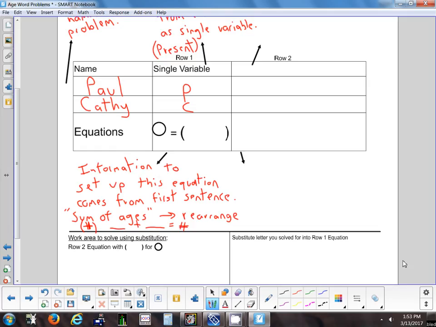So if it says sum of their ages, for substitution, the goal is I want to get one of the variables by itself, isolated, so I can plug it in. Most of the time, we're not going to have to rearrange. The only time we'll have to is if the problem mentions the sum of their ages. If it said sum of their ages for this problem, it'd be P plus C equals whatever it says the sum of their ages is. But in this problem, it doesn't say that. Good with this?